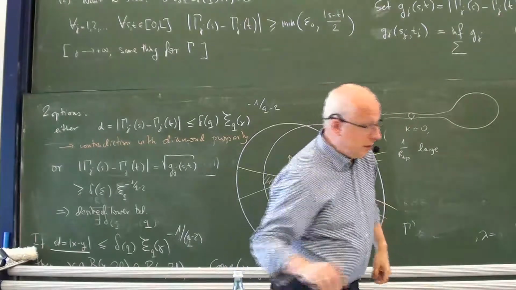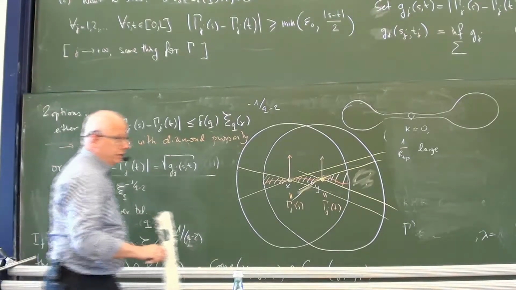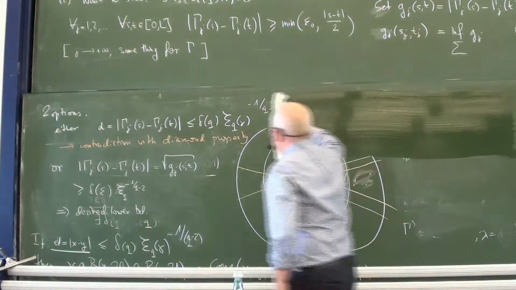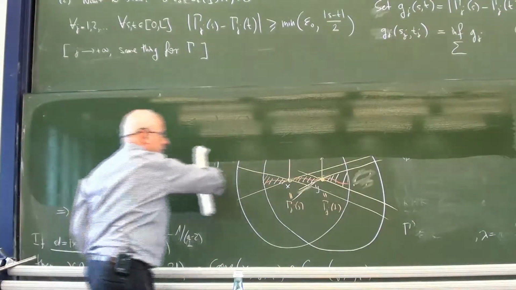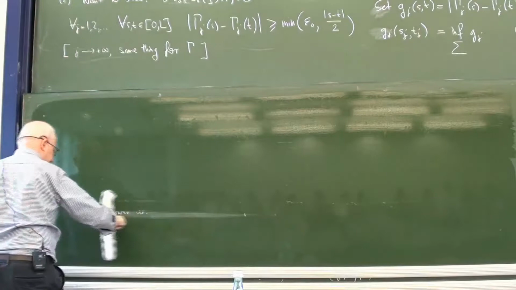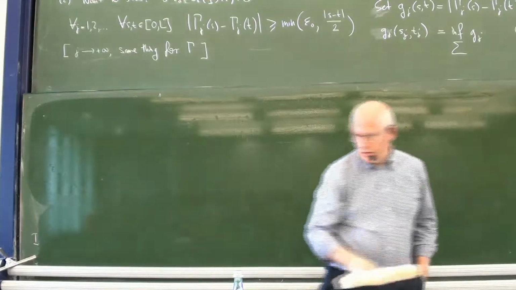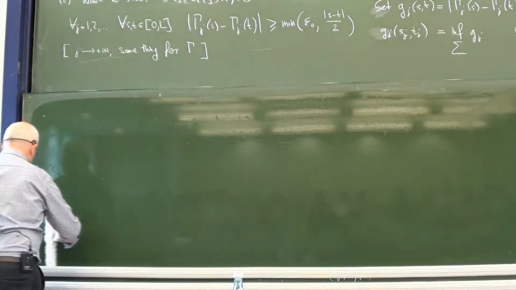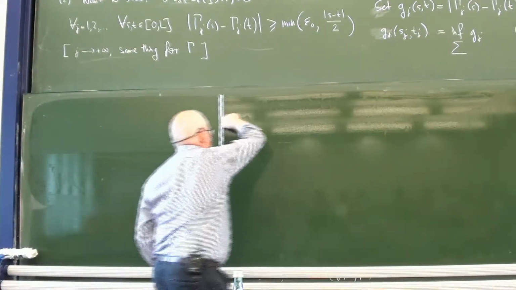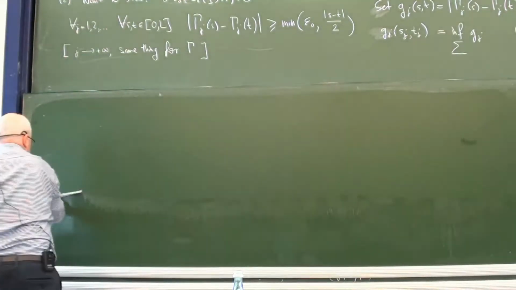So the last part is to see that really the energy is lower semi-continuous. So maybe I try and erase that. And this is much simpler if you know that your curves converge in C1.